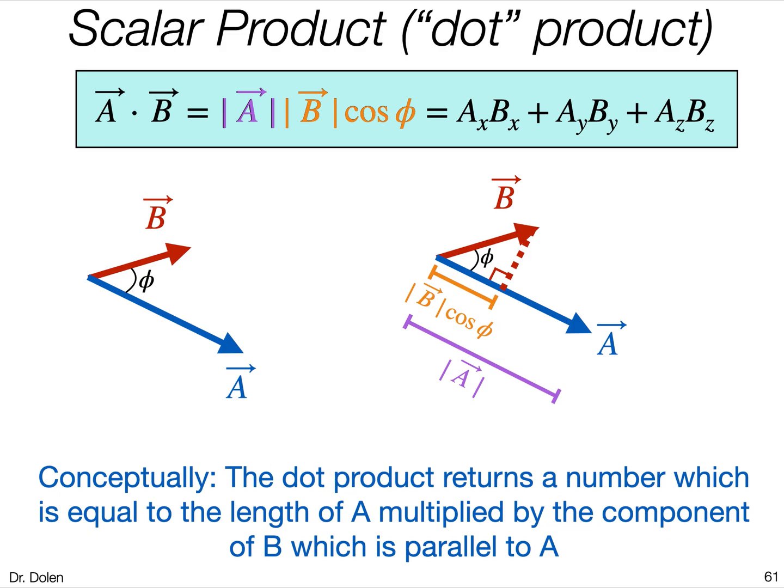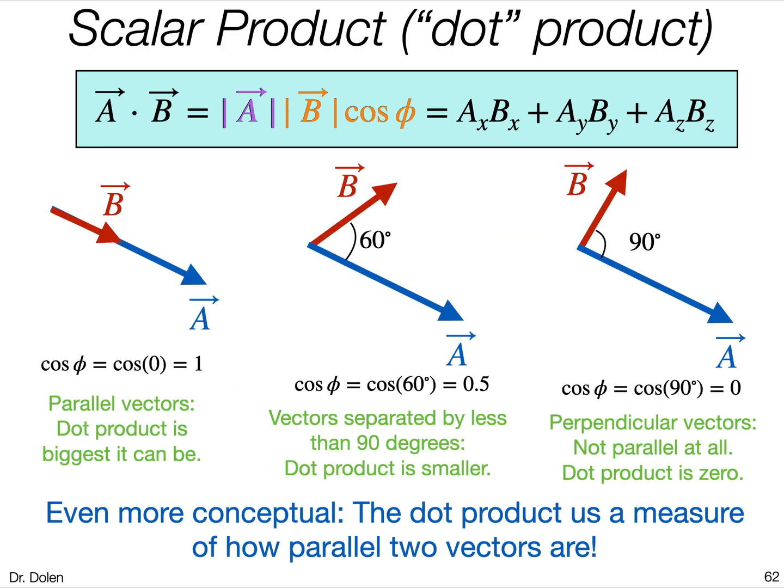Okay. Now, even more conceptually, the scalar product is telling us a measurement of how parallel two vectors are. So it's going to be largest when two vectors are parallel, and it's going to be equal to 0 when two vectors are 90 degrees apart. Okay, it's actually also going to tell us when two vectors are anti-parallel, it's going to be negative in that case. We'll talk about that more on the next slide.